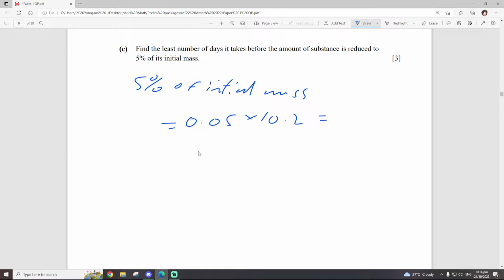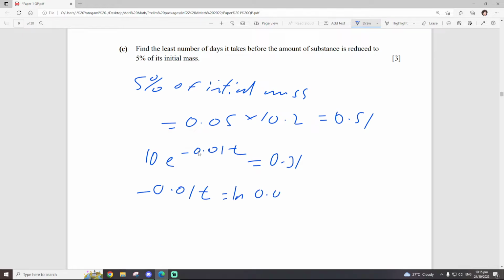And this is 0.51. So solve the equation 10e^(-0.01t) + 0.2 = 0.51, but you can write this as 0.31 as well. So in other words, -0.01t = ln of 0.031. Sorry for the sniffing, by the way, I'm not feeling very well. And of course you can solve for t. t is -100 ln 0.031, and you can evaluate what this is.